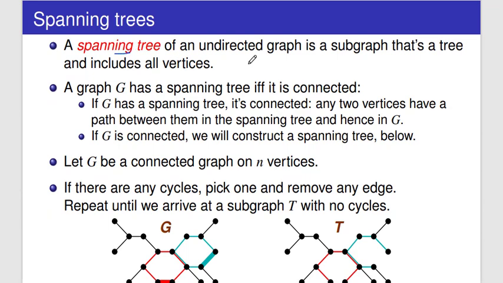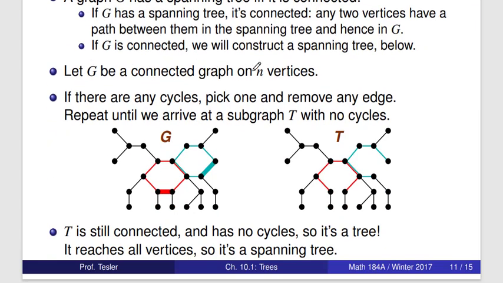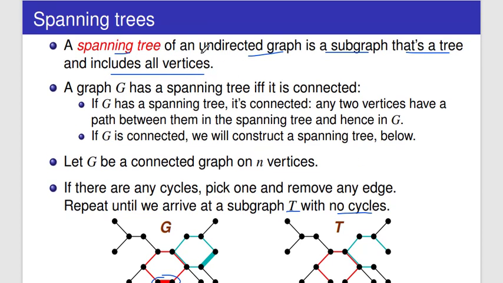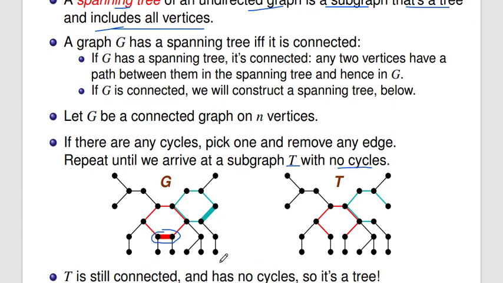A spanning tree of an undirected graph is a subgraph that is a tree and includes all the vertices. We have to include all the vertices, only remove cycles: we remove one edge from any cycle and repeat until we arrive at a subgraph T with no cycle. We do not remove any vertex, the vertices should be the same. Include all the vertices, but remove one edge from each cycle. It's called a spanning tree.